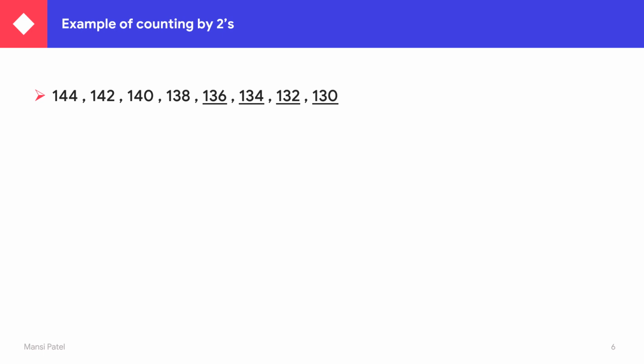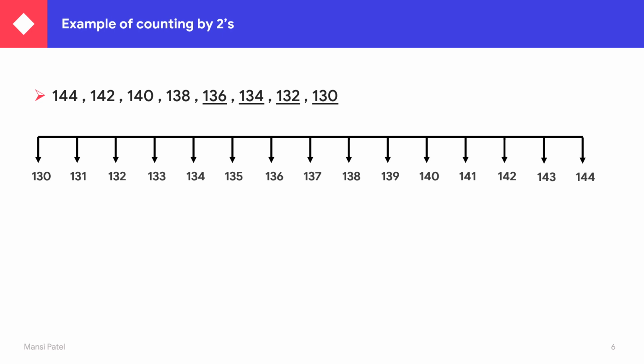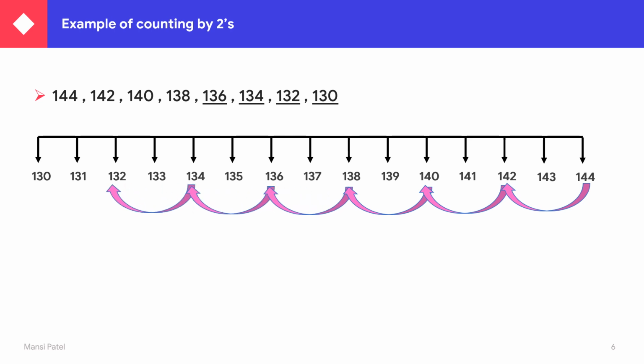Now see with the help of number line. In a number line, backward counting starts from last. So your first jump 144 to 142, 142 to 140, 140 to 138, then 138 to 136, then 134, 132 and 130. This is all about counting by twos, but it is backward.